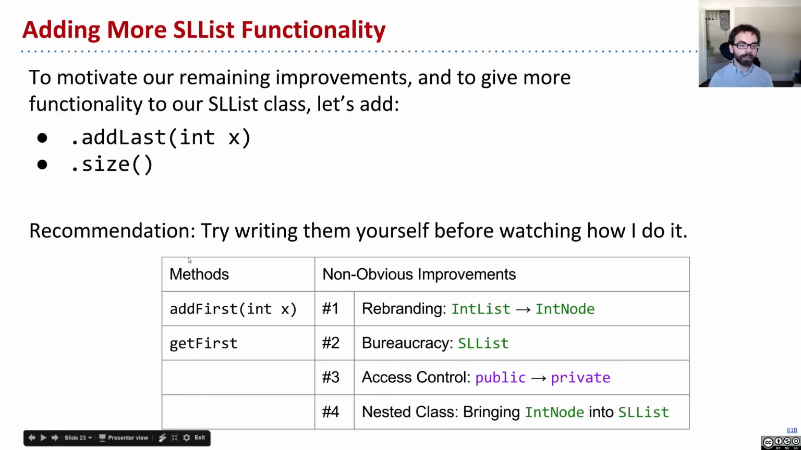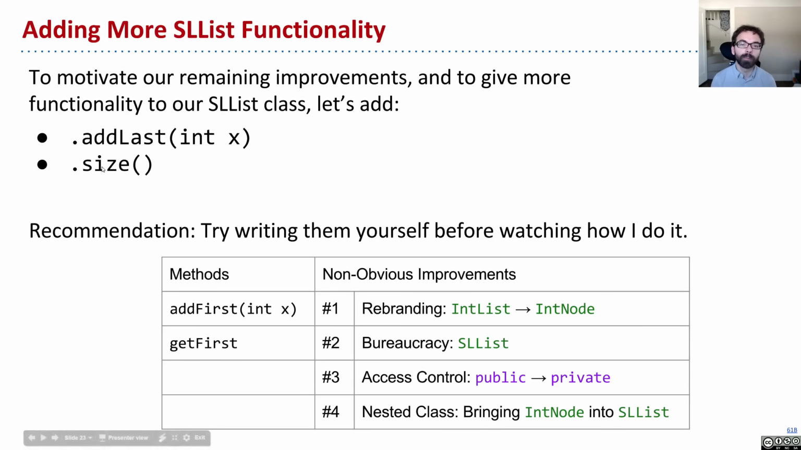So far, our addList class has these two methods. We made a sequence of these four non-obvious improvements. And we want our addList to gain even more power, more capabilities, and go off and grow up and do whatever it is that addLists do in adulthood. And to get there, what we're going to do is add two additional methods, addLast and size.